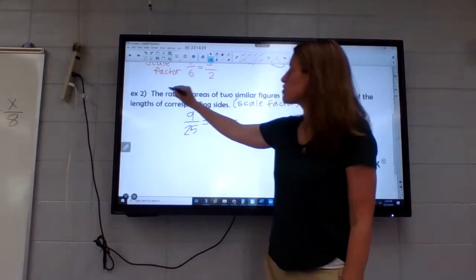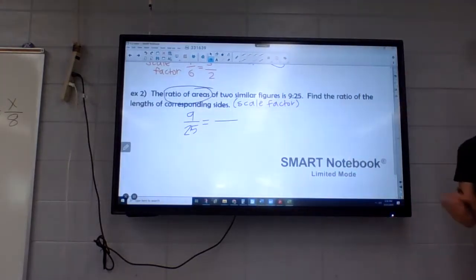Now, if we know the ratio of the areas, how are we going to find the scale factor from that?